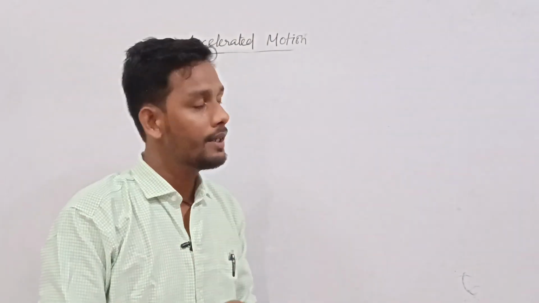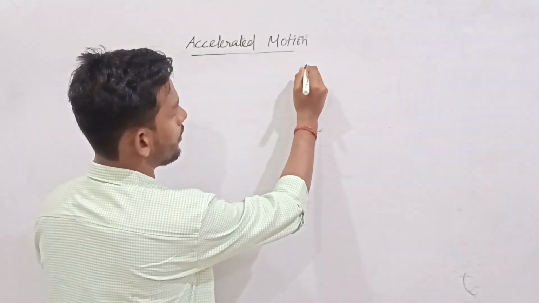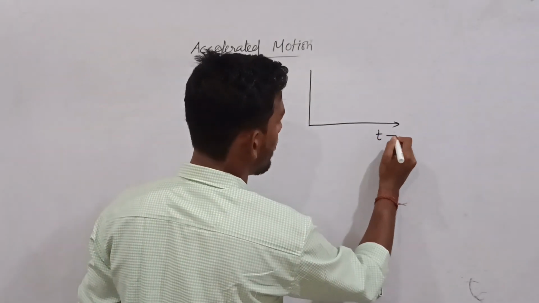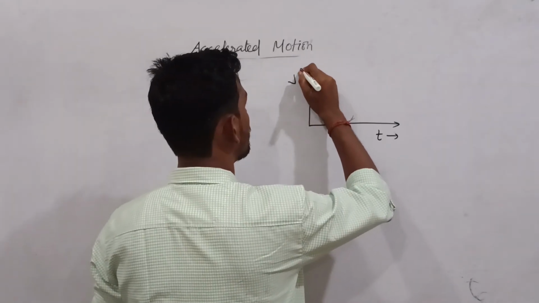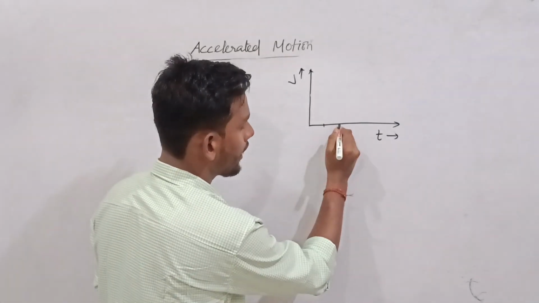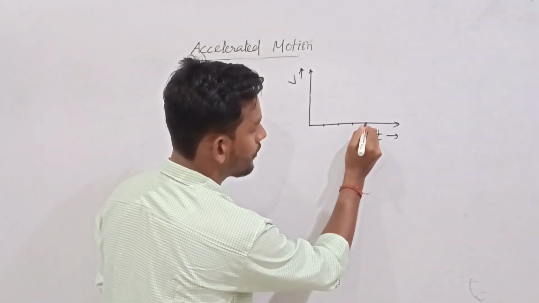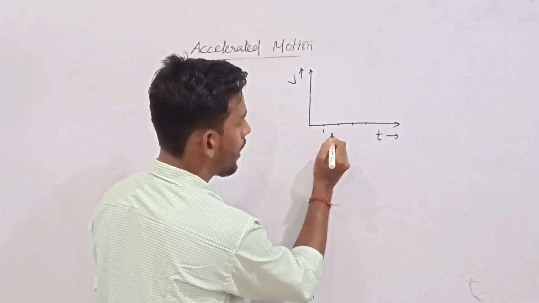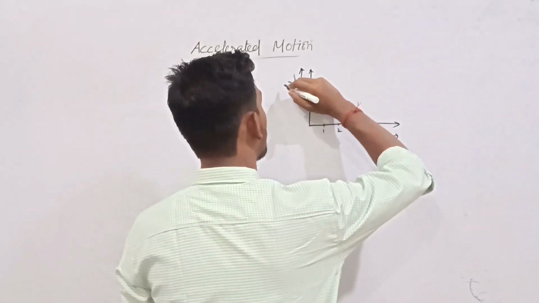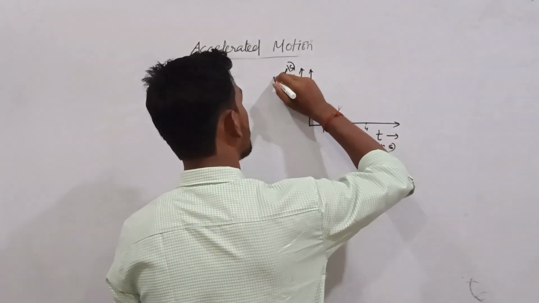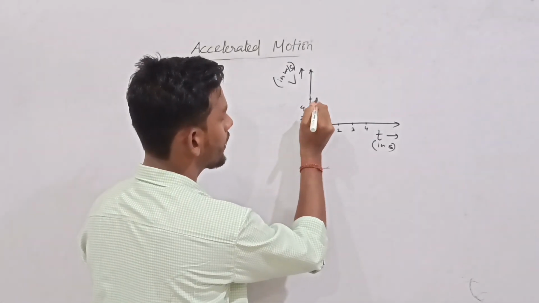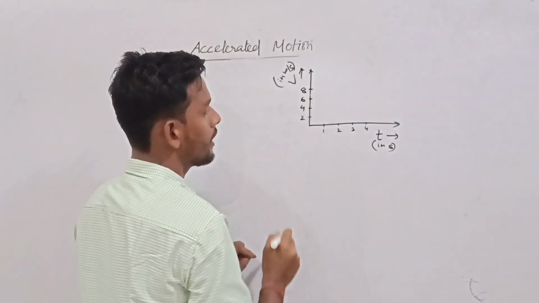Now we will see some other key points. Suppose this is the graph. It is time versus velocity. Say time 1 second, 2 second, 3 second, 4 second. Velocity in meter per second. So say velocity 2 meter per second, 4 meter per second, 6 meter per second, 8 meter per second.